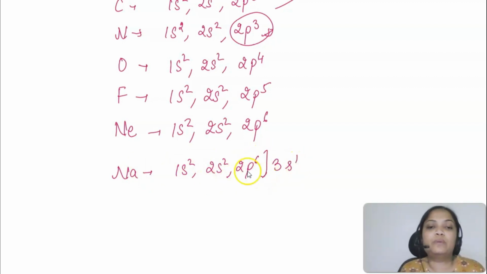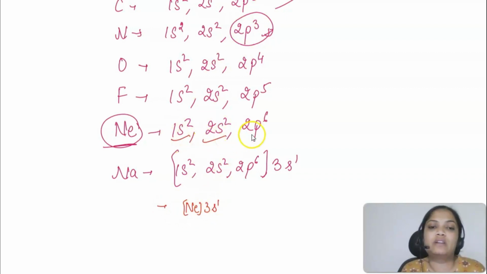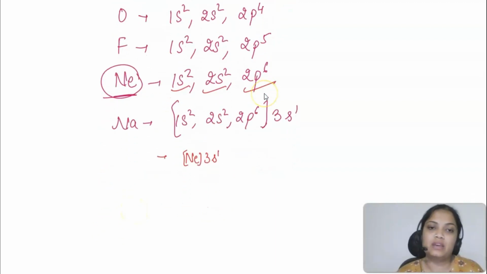Now you see that up to 2p6 it is the same as that of neon. So whenever a noble gas comes, we can write it like this. We can write the configuration as neon 3s1. From neon we know that it is 1s2, 2s2, 2p6, so we don't need to write so much, right? Okay. So this is how the electrons are going to be filled.